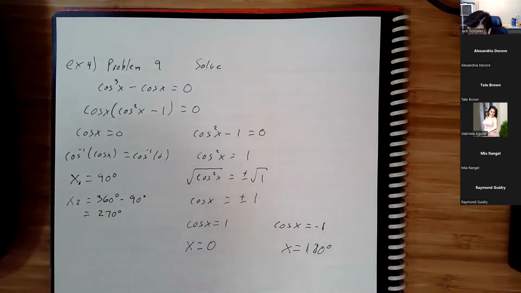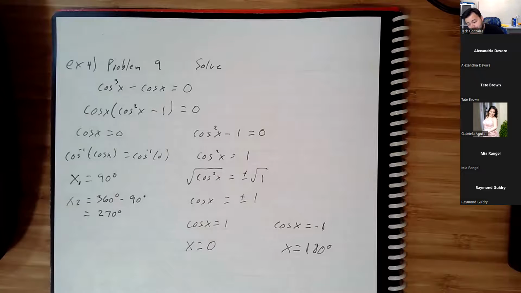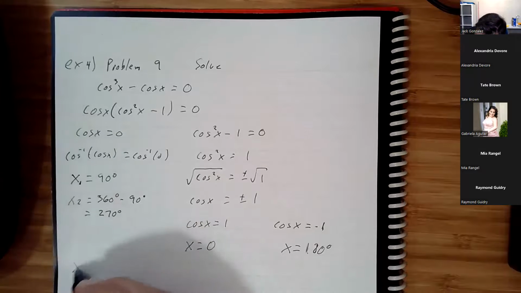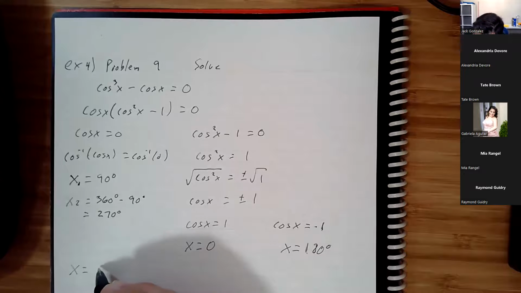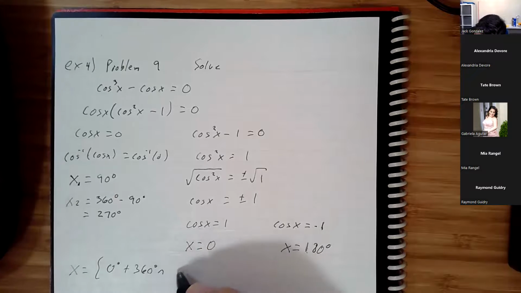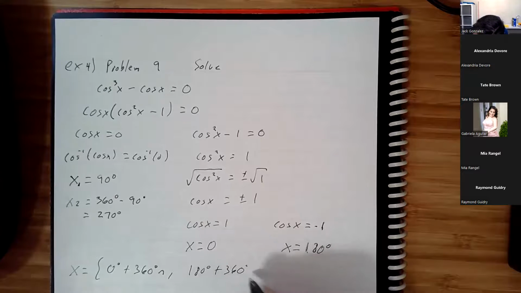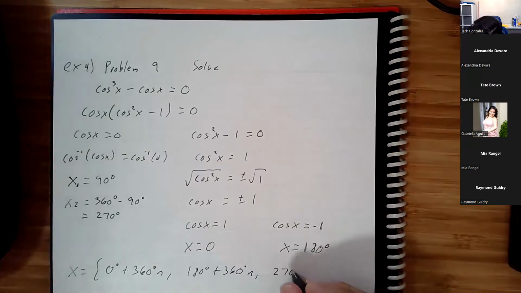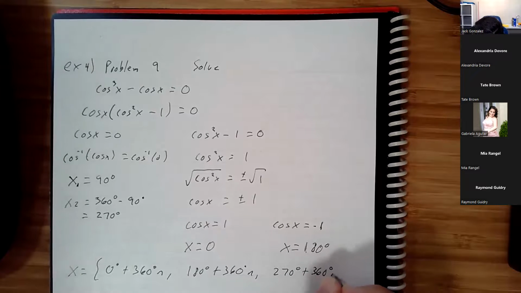All right, so got 3 of them. Let me look at the homework again. They did not say 1 period. So technically, I should be adding for each piece 0 degrees plus 360n, 180 degrees plus 360n, 270 degrees plus 360n.